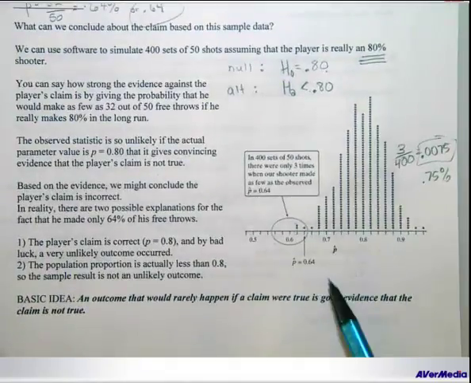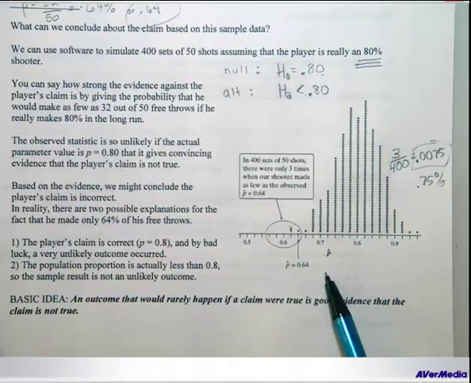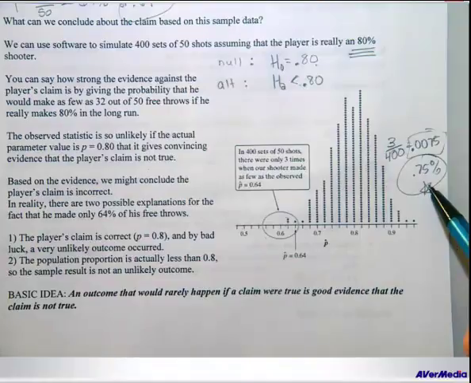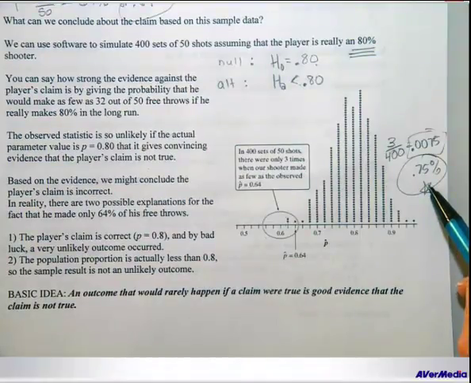But that's what actually happened when he shot. And so what we're saying is this probability is so low that we have evidence against the claim of 0.8. Remember when we first started today, I told you we're going to get a probability number. A small probability means we have evidence against the claim, and a large probability means we just don't, it could have happened, right? And so that's the idea.